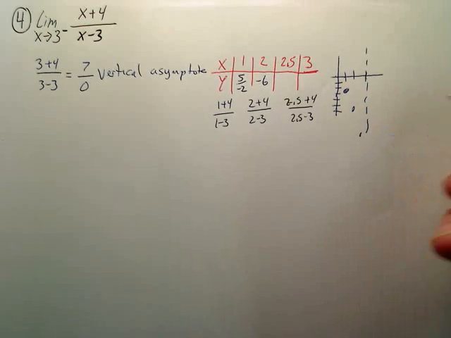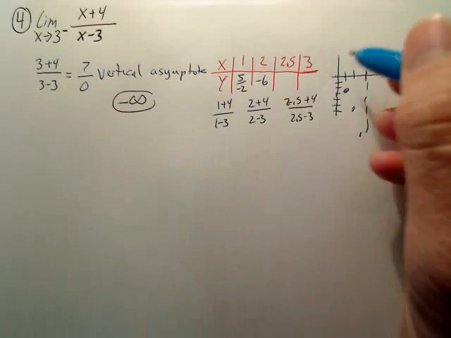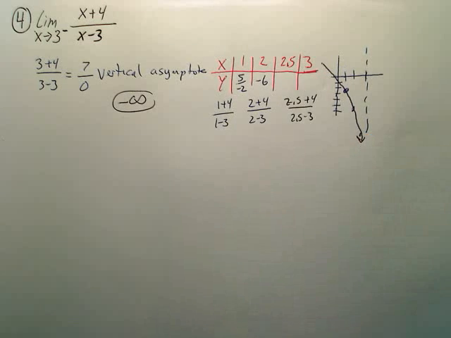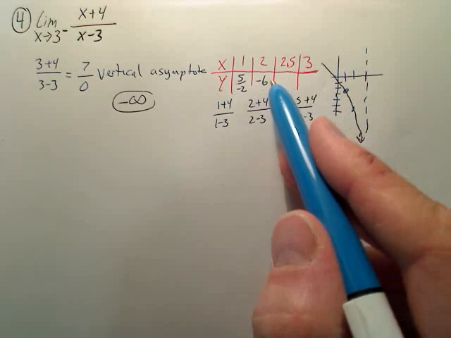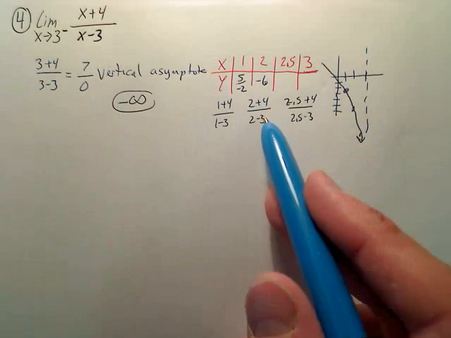So it looks like we're going down. So my answer is going to be negative infinity. Because you can tell your graph looks like it's going down. When you check this number, you would see it's going to be lower than negative 6. Thus, we know it's going down.